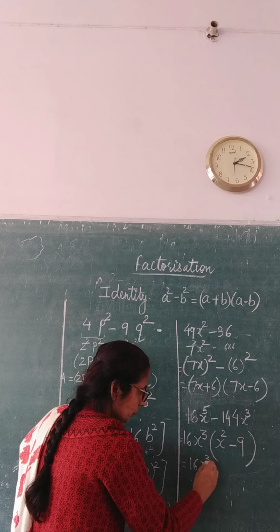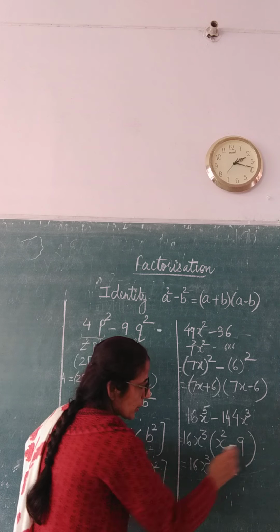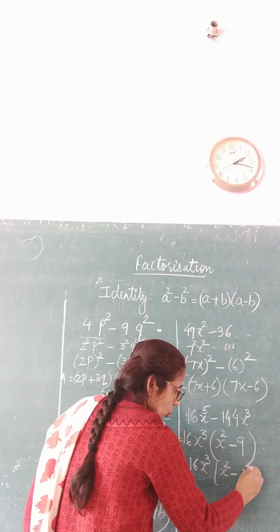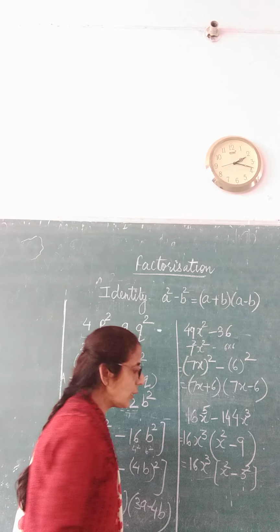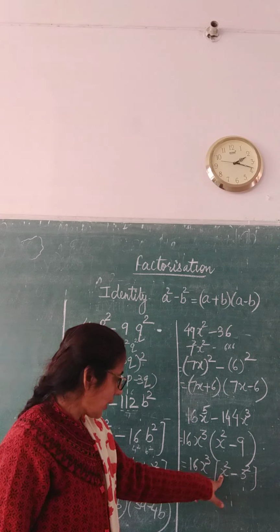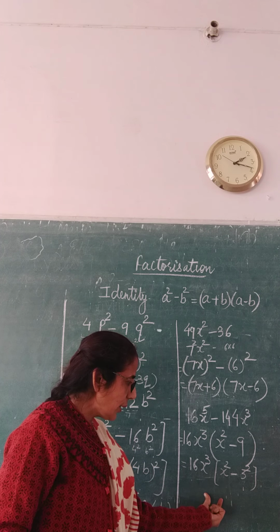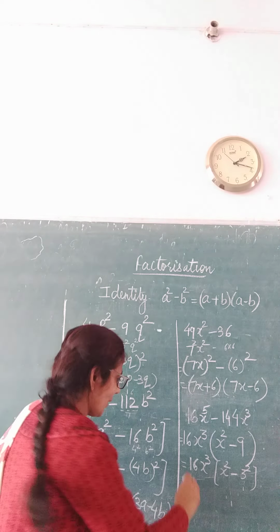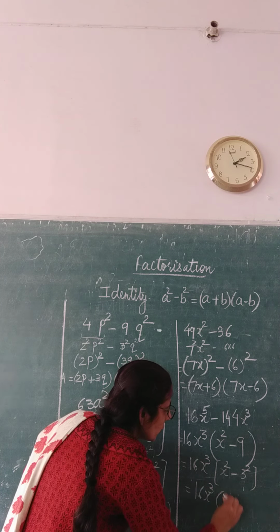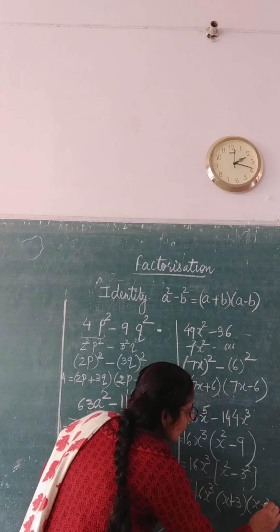16x cube into this is x square minus 9, which can be written as 3 square. X square minus 3 square. So what will be used? Identity a square minus b square. X plus 3, x minus 3. So the answer will be 16x cube into x plus 3, x minus 3.